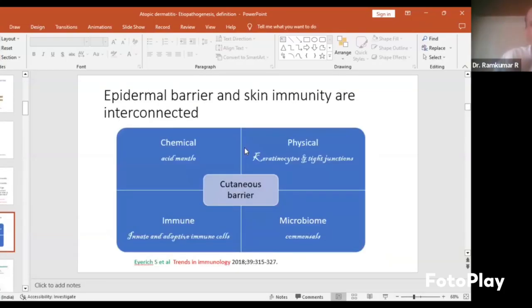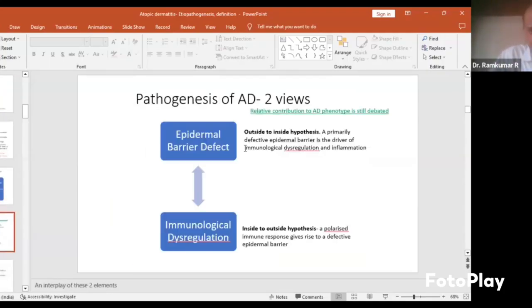So there are 4 components in the skin barrier. I have already told you. Tight junctions come under the physical component. Acid mantle comes under the chemical component. Then you have got the microbiome. We will talk about it later. Microbiome is the most commonly discussed topic these days.